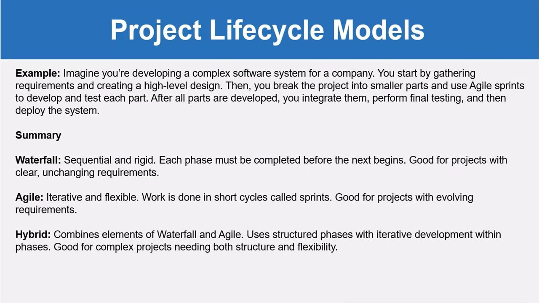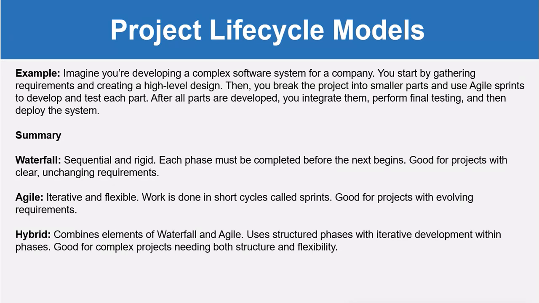Then example, imagine you are developing a complex software system for a company. You start by gathering requirements and creating a high level design. Then you break the project into smaller parts and use agile sprints to develop and test each part. After all parts are developed, you integrate them, perform final testing and then deploy the system. So this is basically an example of the hybrid approach.